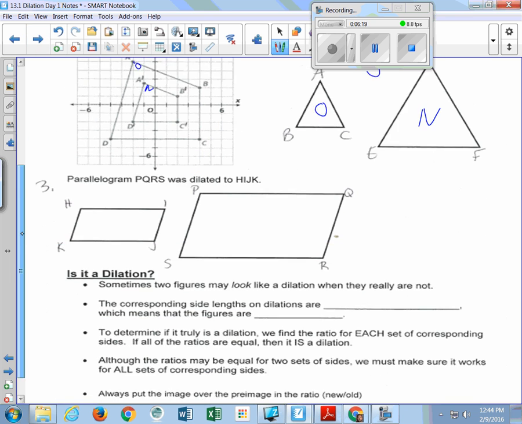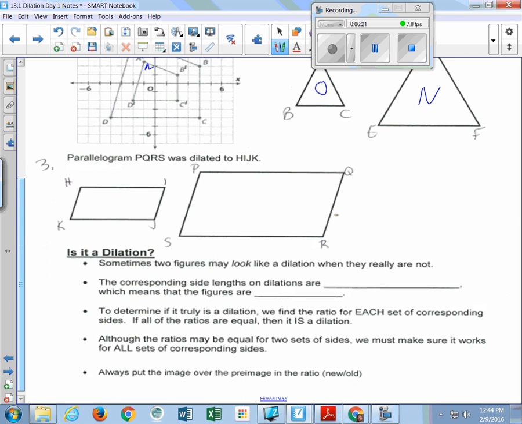Okay, moving to number three, parallelogram PQRS was dilated to HIJK. So it was dilated from this one to this. So this is our old, this is our new. So big to little is a reduction.